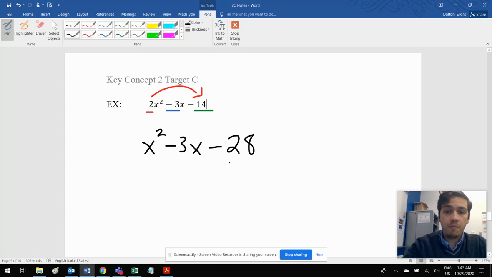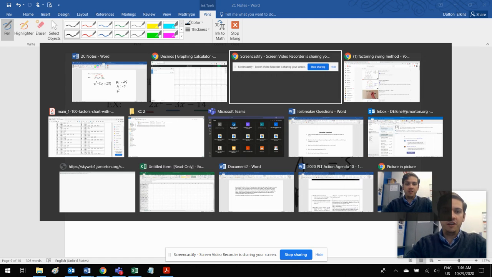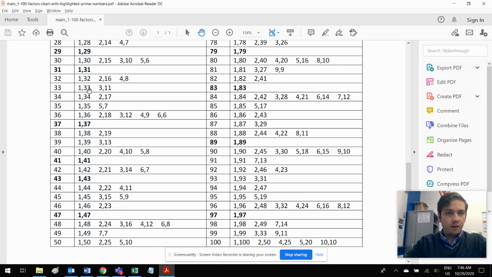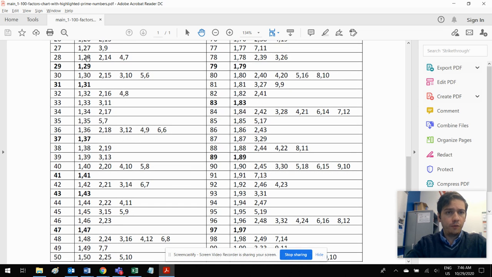Okay, from here we can do the math. We want to multiply to negative 28 and add to negative 3. So let's find our factors. I'm going to look at 28 here. We want numbers that are separated by 3. Okay, so here we have 1 and 28. When I subtract those, I get 27 or negative 27. When I subtract these, I get positive 12 and negative 12. And when I subtract these, I get positive 3 and negative 3.